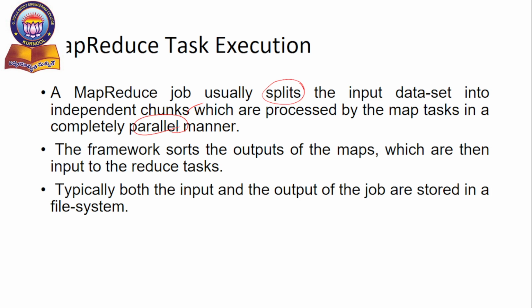The next thing is that typically both the input and output of the job are stored in a file system. That depends: a mapper stores the data into local disk, whereas a reducer stores the data into HDFS. So both are different file systems where the data will be stored.